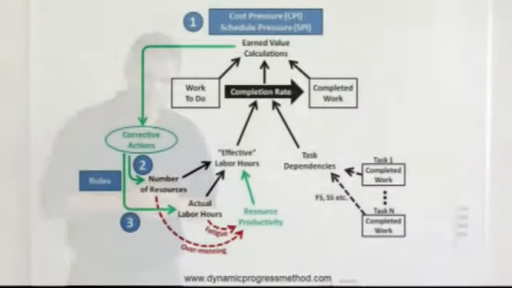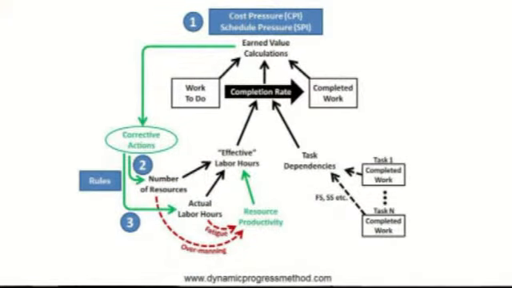So if we look at the dynamic progress method overview diagram, and we have a separate tutorial on this. You've probably seen the video, how is pmBLOX different. We've also got a website, dynamicprogressmethod.com, and some of this is covered on there. But in this diagram that you see right now, where there is the number 1, up at the top where there's earned value calculations, basically we're talking about cost and schedule pressure right there.